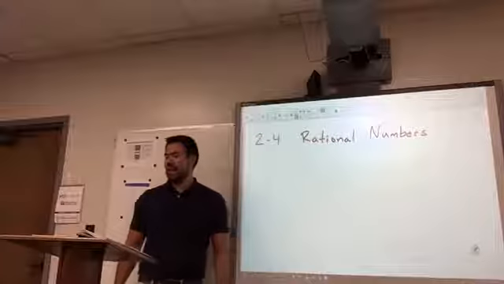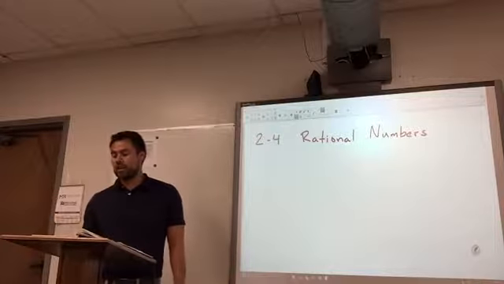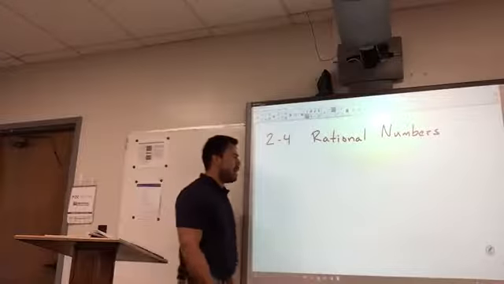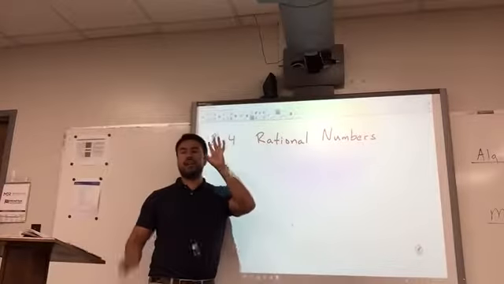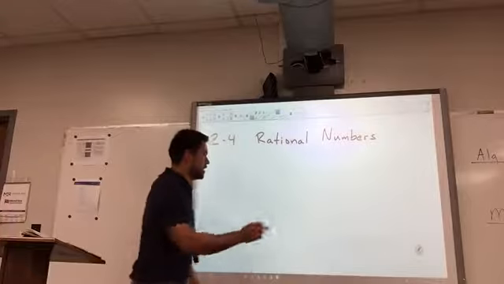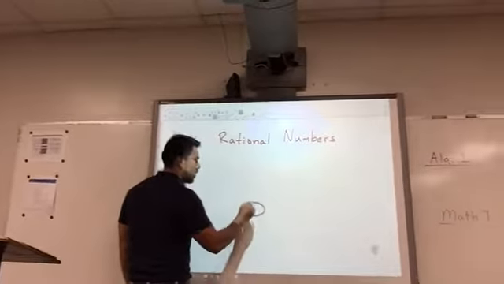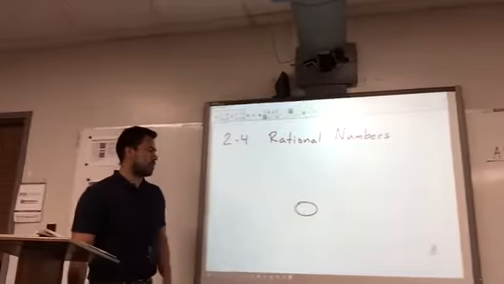All right, we are looking at lesson 2-4, rational numbers. And I'm going to do a little review just so you understand how this ties into the other lessons. Do you guys remember our Venn diagram? I'm just going to do a quick one here. You could do a sketch on your paper.